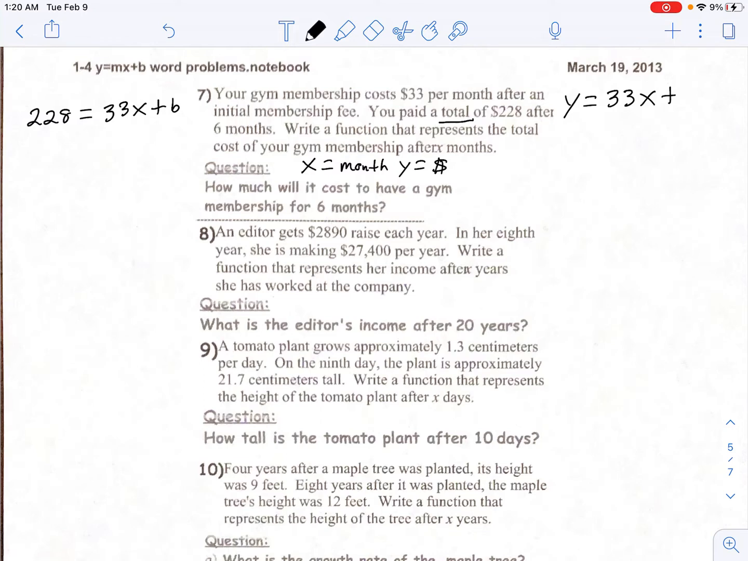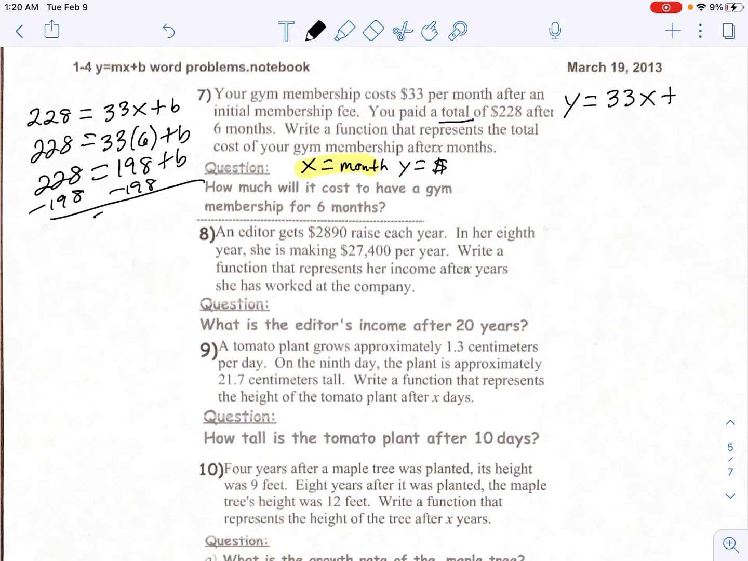So on this right here, it says the total was after 6 months. So if months is X, then I can plug that in right here for X, and I can solve for my initial cost. So 33 times that is 198 plus B equals 228. So subtract 198. My answer for my initial cost is 30. So my initial payment was $30.